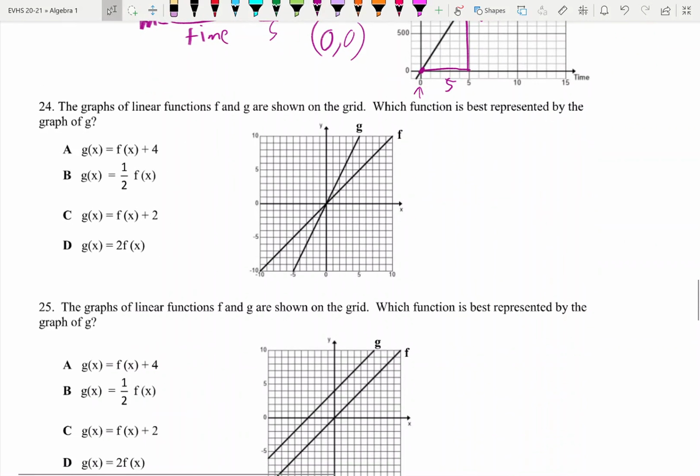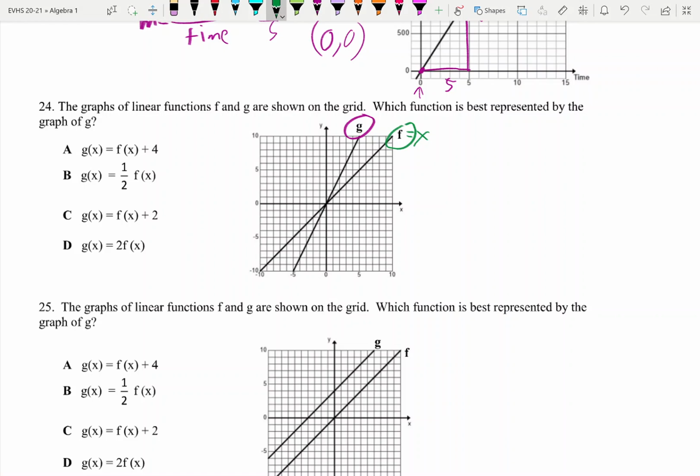Okay, number 24. F and G are on the graph. I'm going to do F. Looks like F is a linear parent. G is a transformation of some kind. Which function best represents the graph of G? Okay, so we're looking at G. Now, remember that's f of x equals x because it's slope of 1, y-intercept of 0.